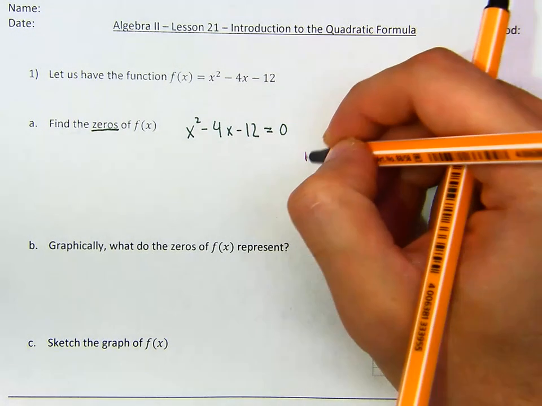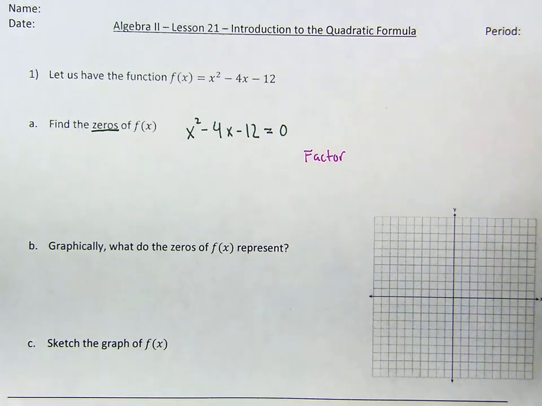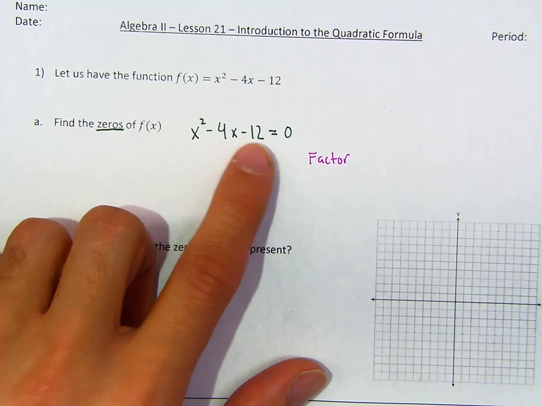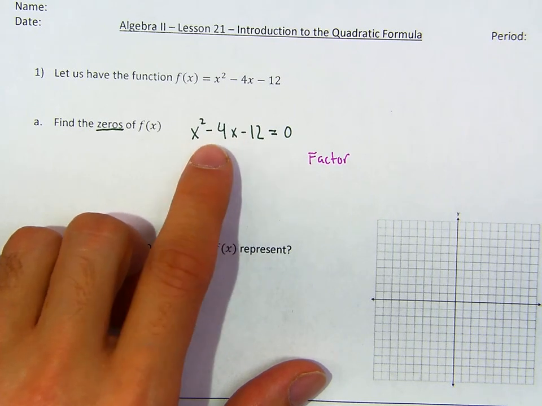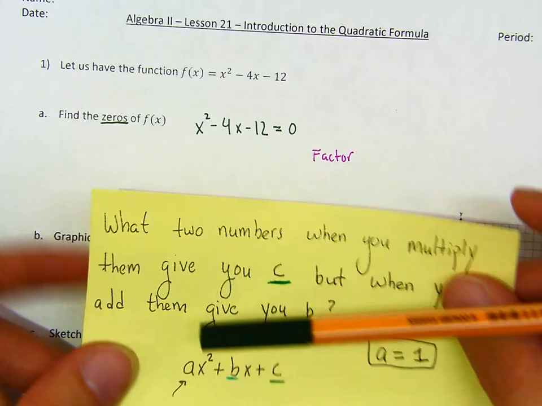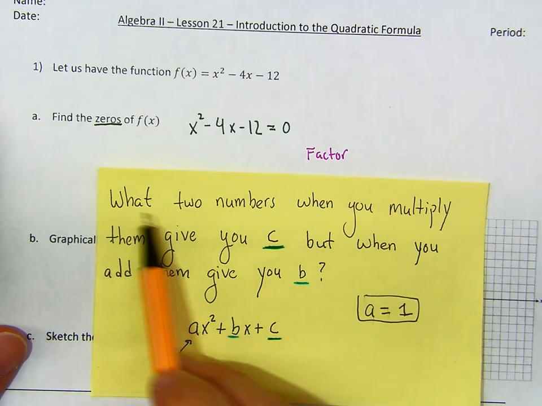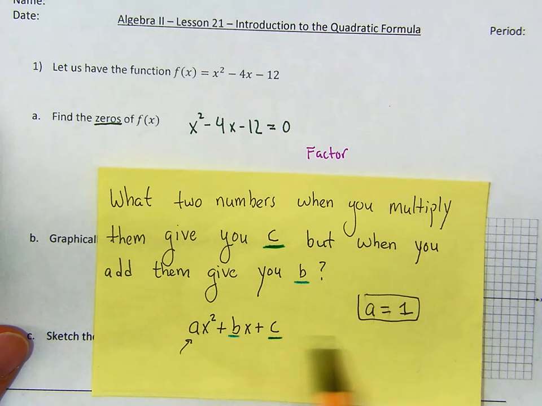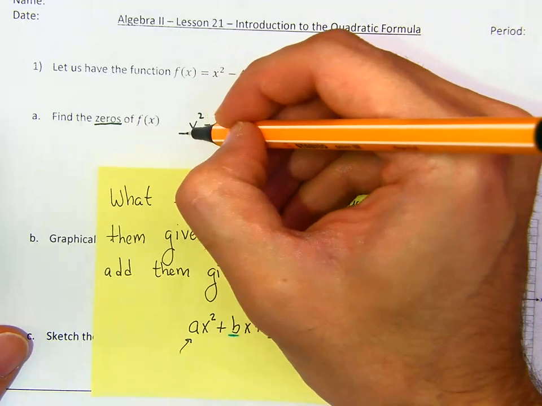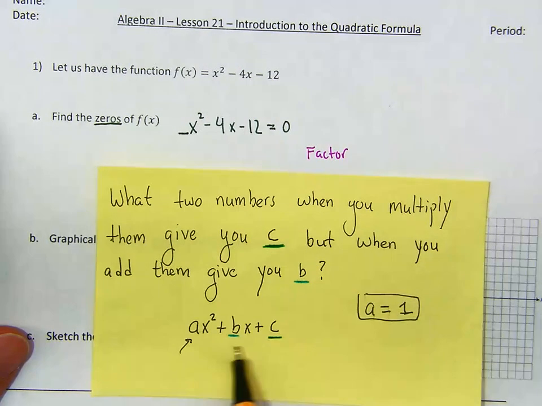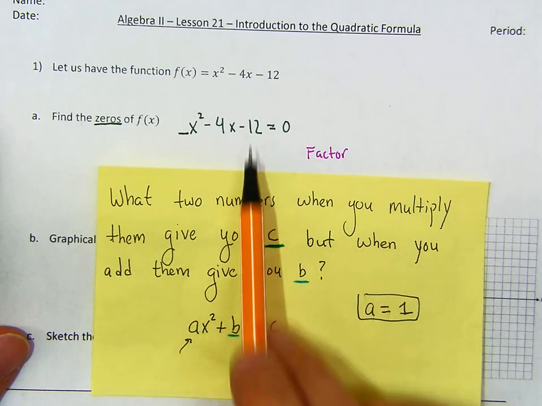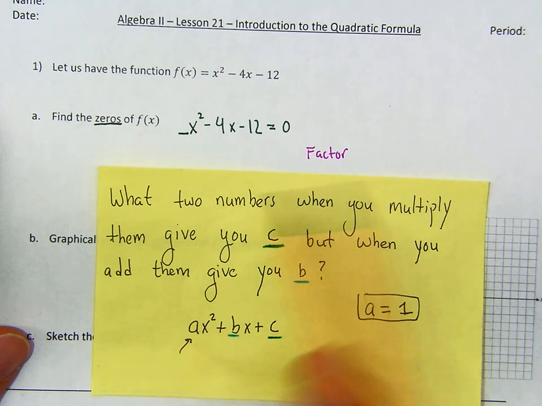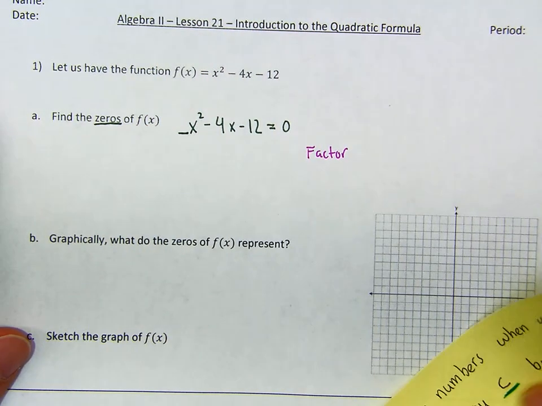But the next move we need to do is factor, right? So what's the question you have to say in your head for you to factor this polynomial? Let's see if we remember. What two numbers, when you multiply them, give you C, but when you add them, give you B, right? And this is when the A is equal to 1. Over here, notice that your coefficient for the x squared is 1. So you're allowed to say this. So what two numbers, when you multiply, give you negative 12, but when you add them, give you negative 4, okay? Take your time and figure it out.